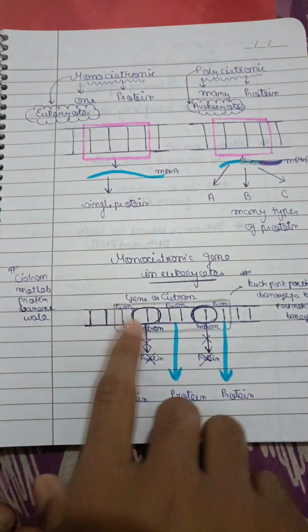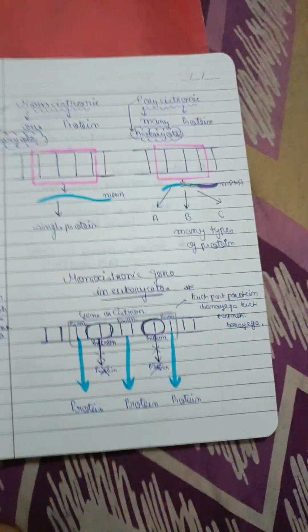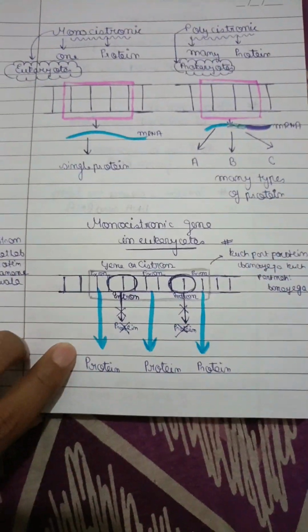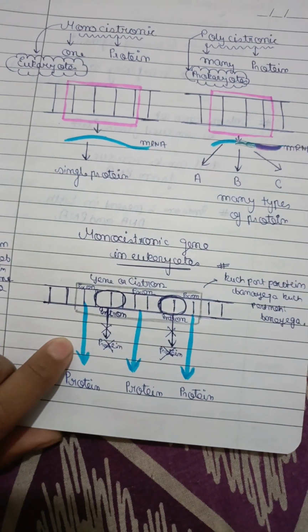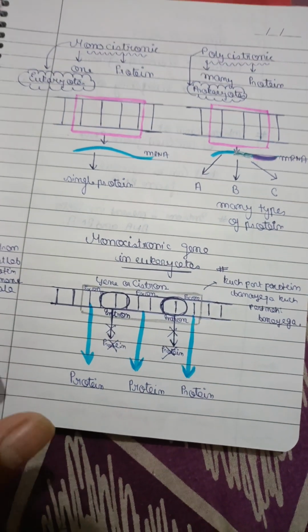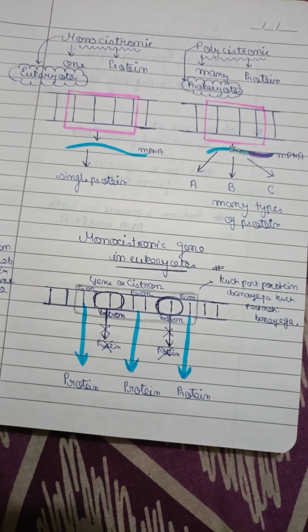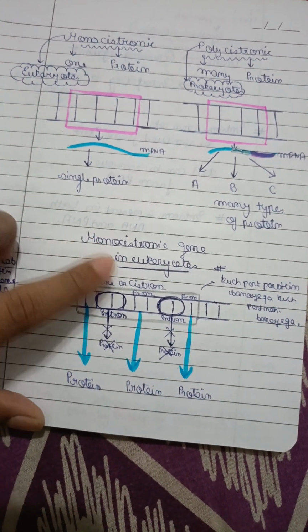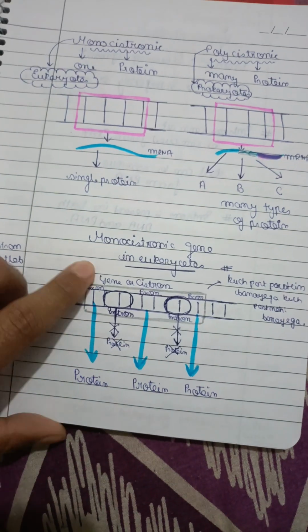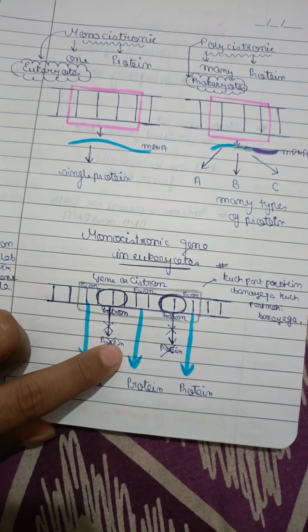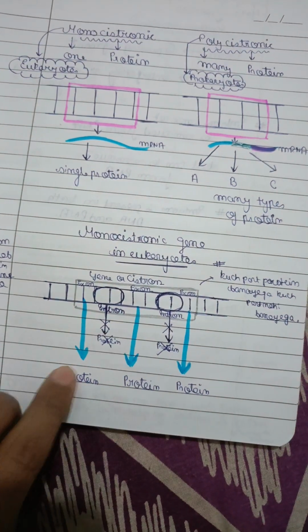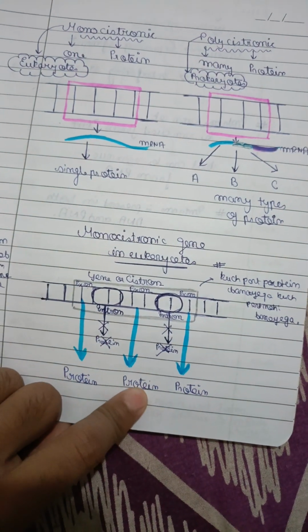Then comes the intron and the exon part. Monocistronic genes in the eukaryote, here you can see that this is the cistron or the gene. Some of the parts are exons and some of the parts are introns. Introns are those parts which are not being translated into protein and the exons are the parts which are getting translated into the protein.